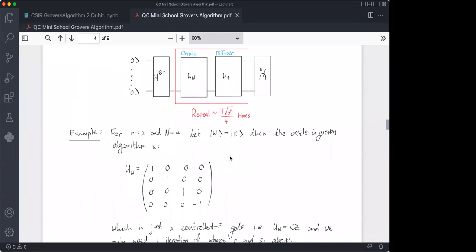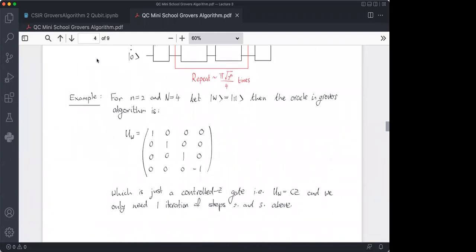Let's look at a very simple example, which I'll implement in Qiskit. If we have a 2-qubit system, our database consists of 4 entries, all the computational basis states. And we want to find the state 1-1. So we need to construct the oracle that will flip the sign of the state 1-1. To do that, this is what the oracle will look like. It's just going to be a diagonal matrix like this.